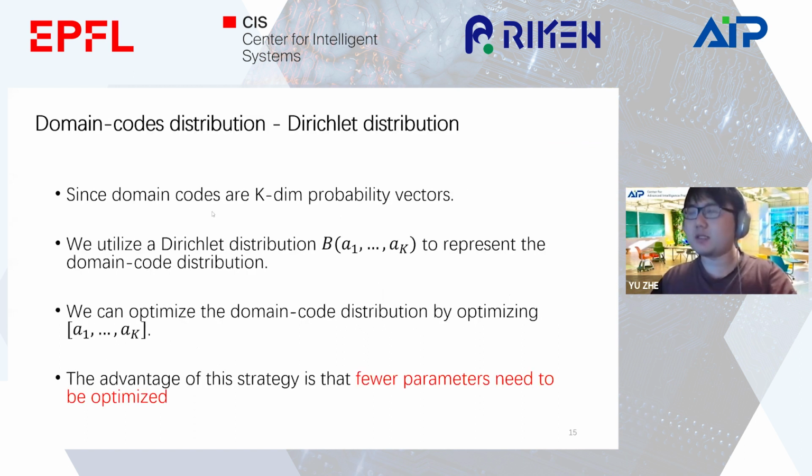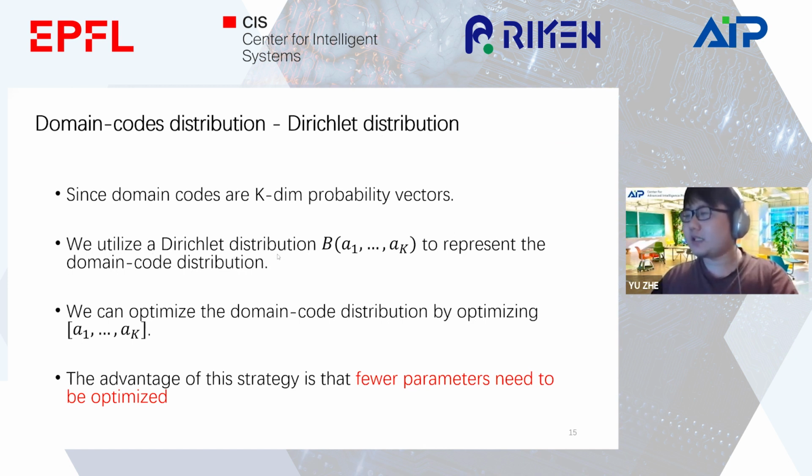First, I will talk about the first strategy, the denucleated distributions. Since the domain codes are k-dimensional probability vectors, it is natural to first consider elemental distributions. So we consider the denucleated distributions.